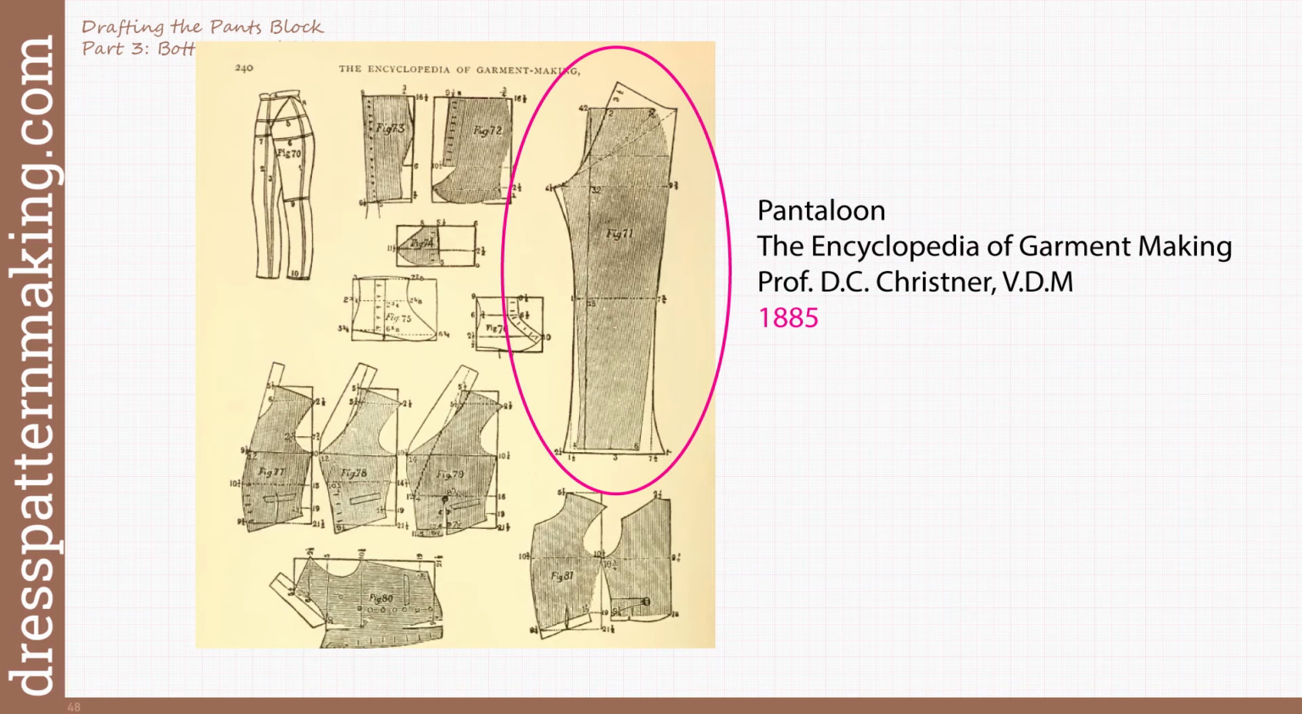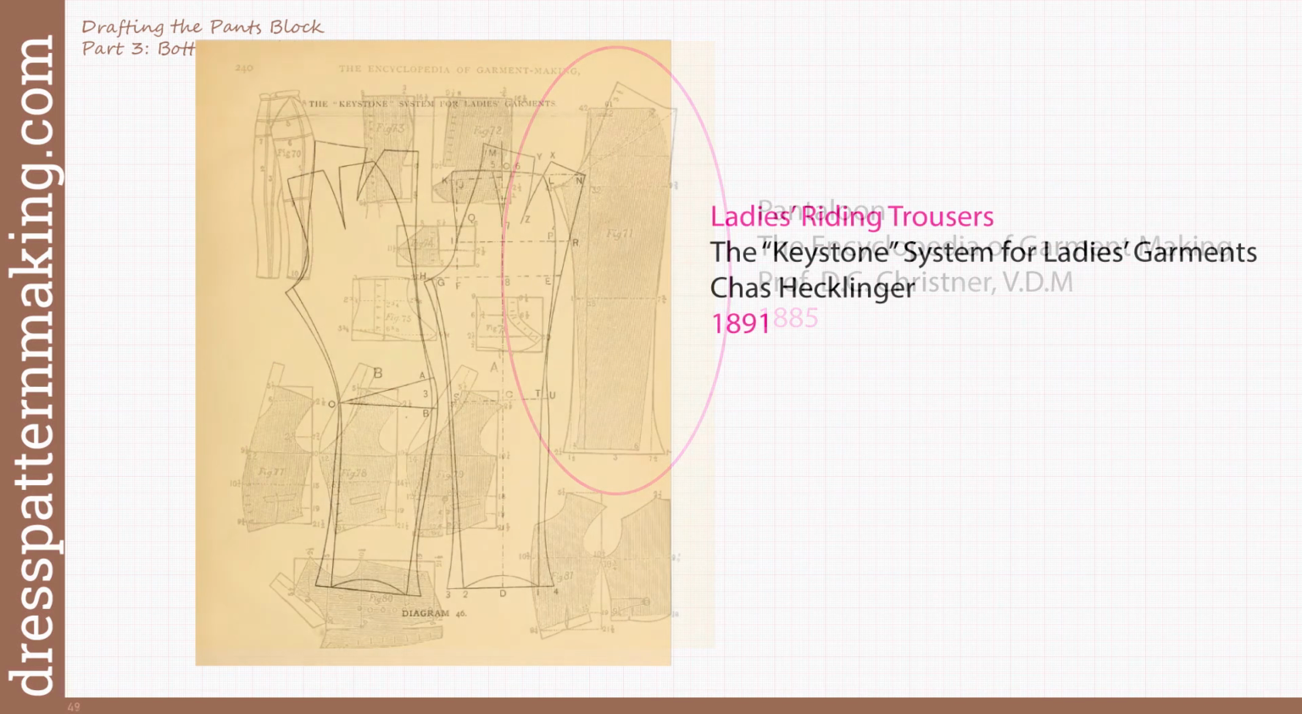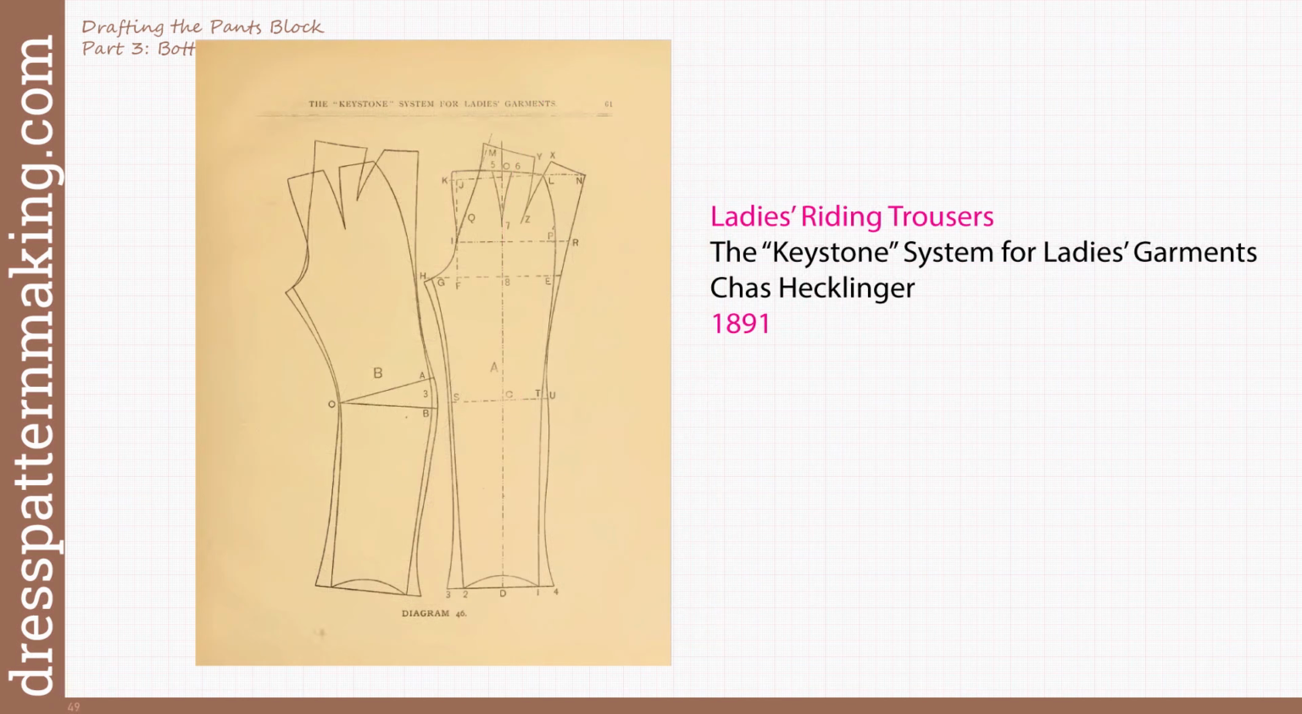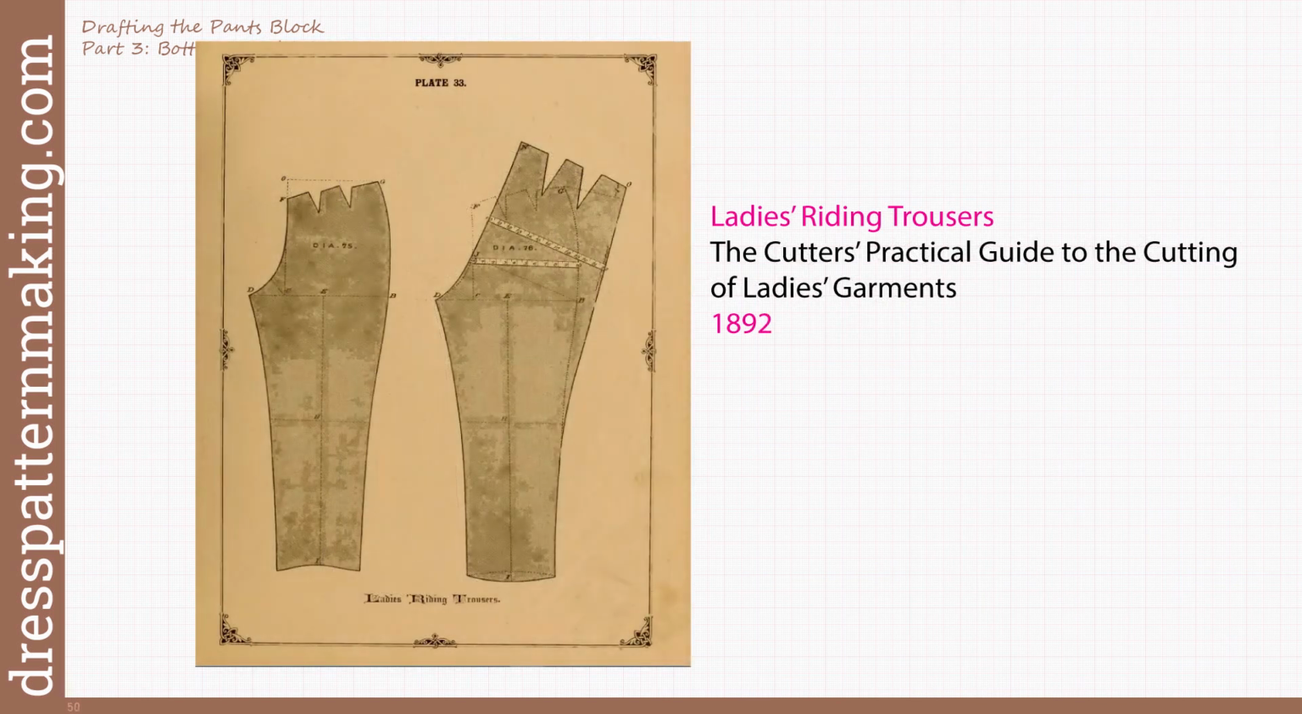So this first one, look at how tilted back that back crotch is and how long it is compared to the front. And look at these ladies' riding trousers from the Keystone system for ladies' garments in 1891. Look at that back crotch, look at the length and the tilt. Given that this book comes with instructions for drafting that, I think I'll have to try and draft that sometime. And finally, look at the difference at the front crotch length and the back crotch length for these ladies' riding trousers in 1892. I think riding trousers really need to be comfortable, so a nice long back crotch length will help with that.